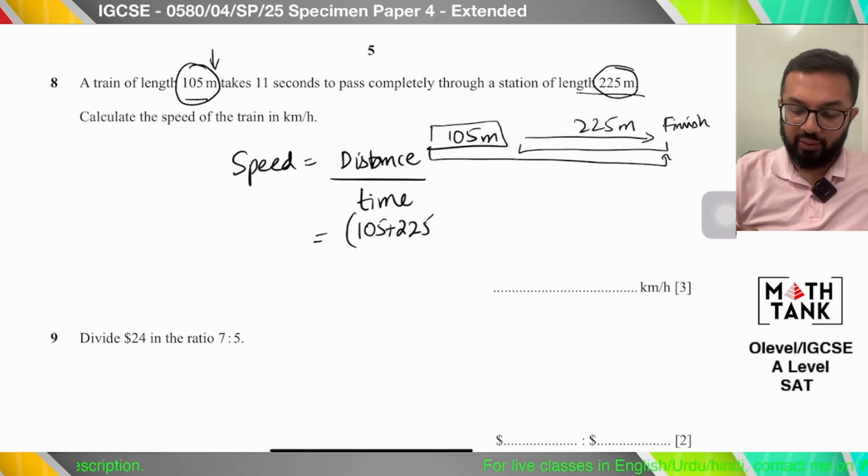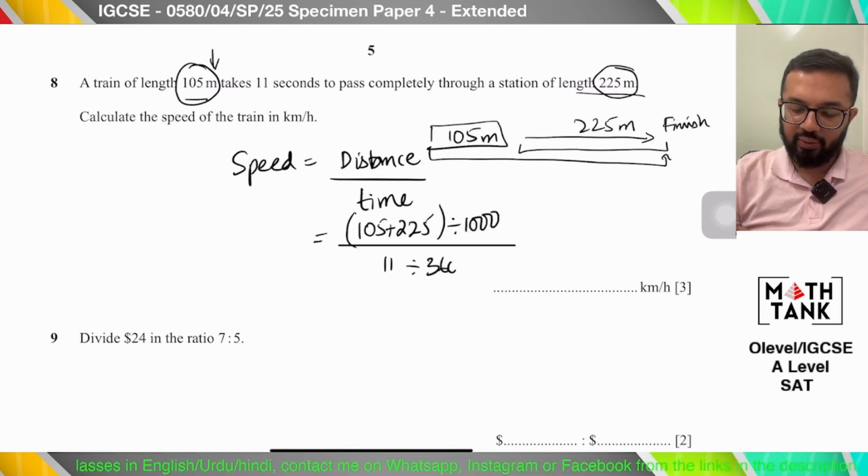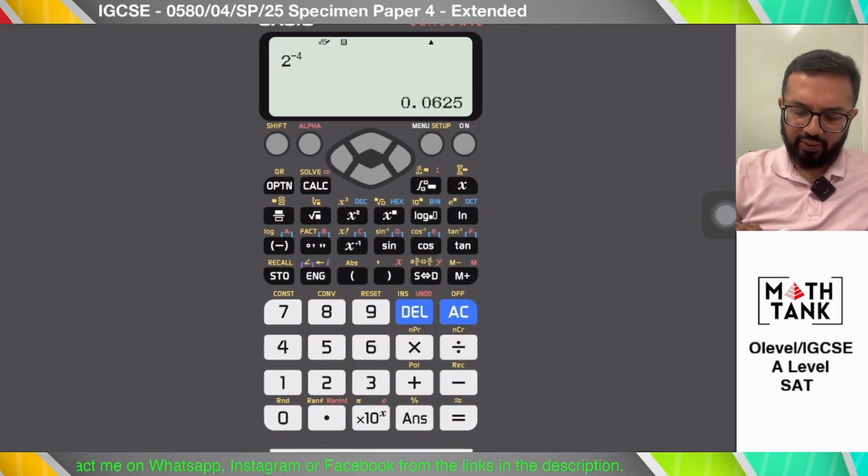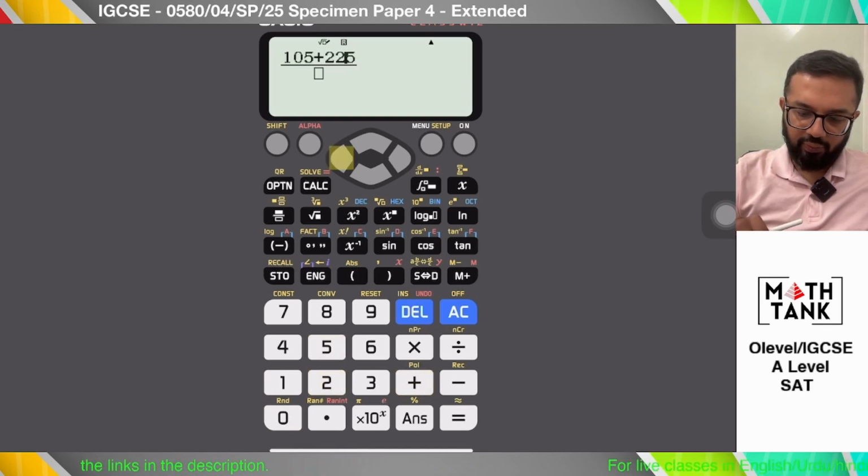I am going to divide that by 1000 to convert it into kilometers, and the time is in seconds, so 11 divided by 3600. I'm going to put that entire thing on a calculator and give you a final answer. I forgot to put brackets.